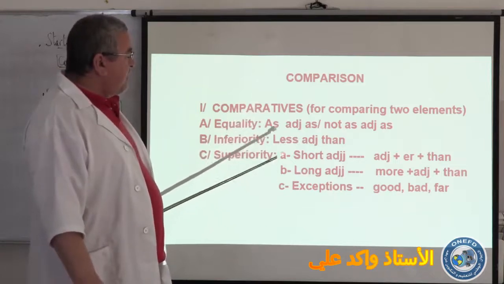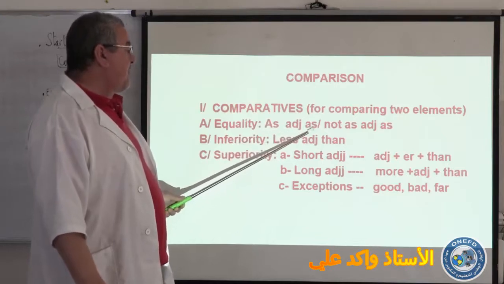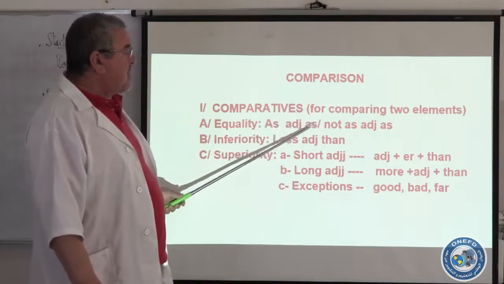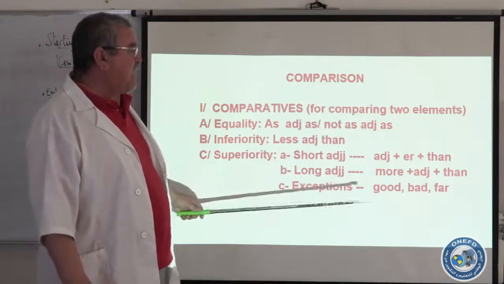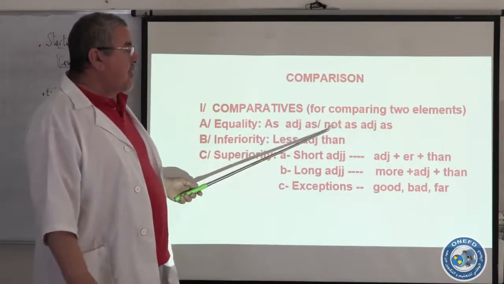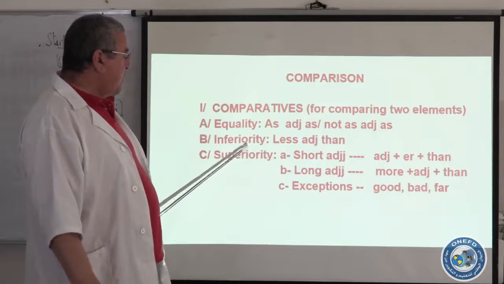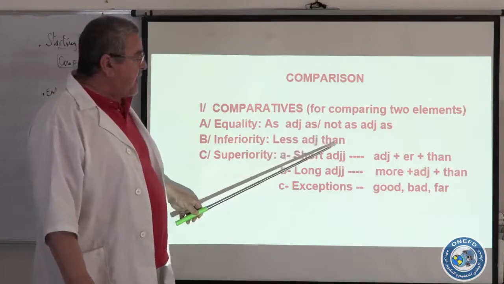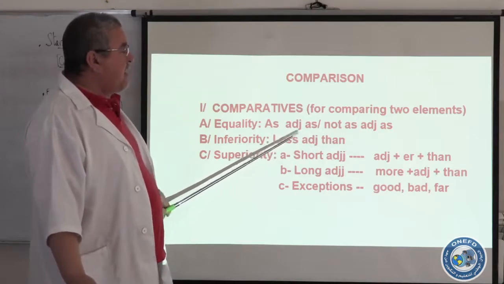For equality, here is the structure for expressing equalities: as, adjective, as, or if you want the negation, not as, adjective, as. That is to say, you can say as good as, or not as good as. Then we move to inferiority, which is expressed with less, adjective, than. You could say, for instance, this is less interesting than that.